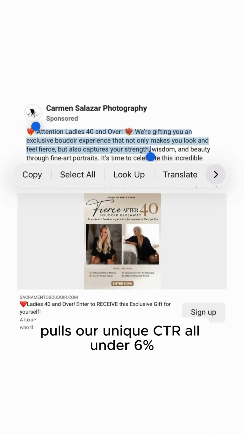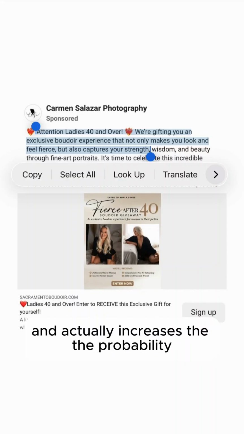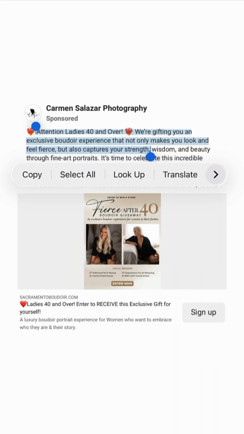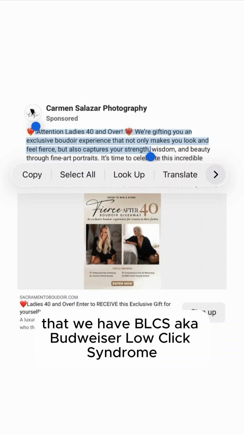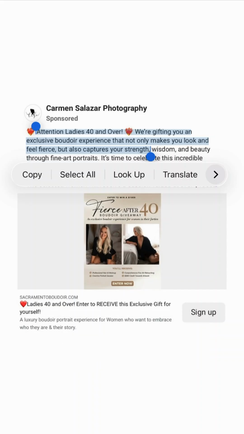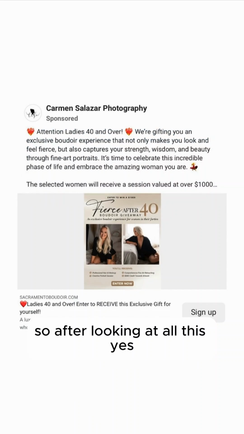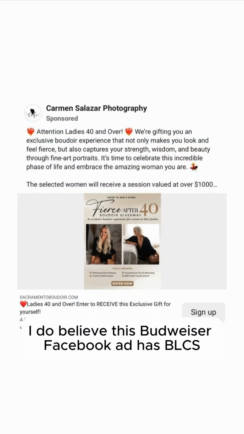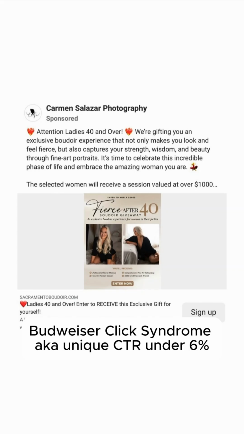It pulls our unique CTR under 6% and actually increases the probability that we have BLCS, aka Boudoir low click syndrome. So after looking at all this, yes, I do believe this Boudoir Facebook ad has BLCS, Boudoir low click syndrome, aka a unique CTR under 6%.